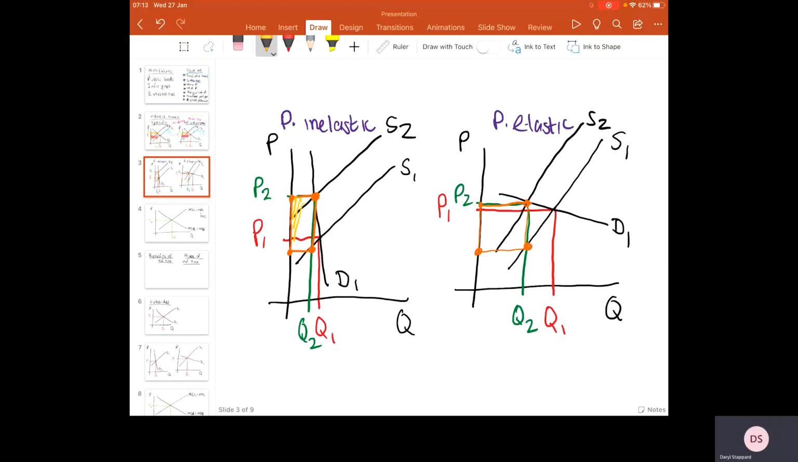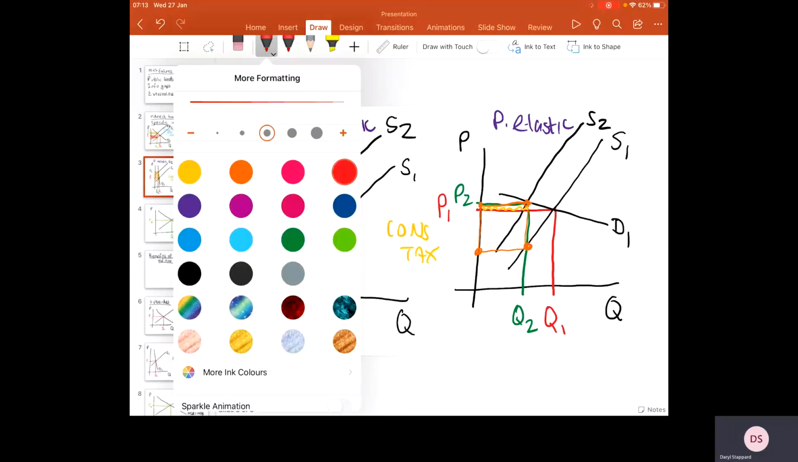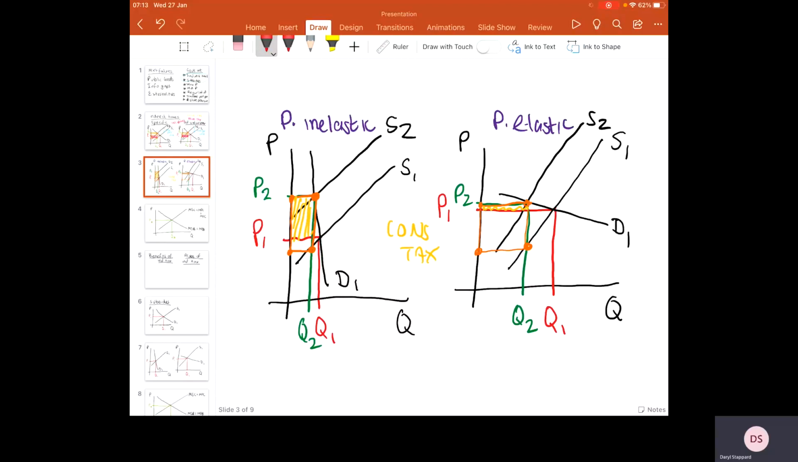When demand is price inelastic, the consumer will pay those taxes. So you can see that when the demand's inelastic, the firm is confident that they can pass on the bulk of that tax onto the consumer. Whereas when the demand is elastic, the firm will have to absorb the majority of that tax. So the producer tax will therefore be very small when demand's inelastic and very big when demand is price elastic.